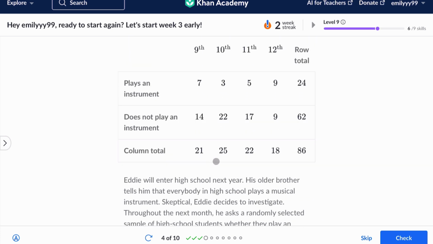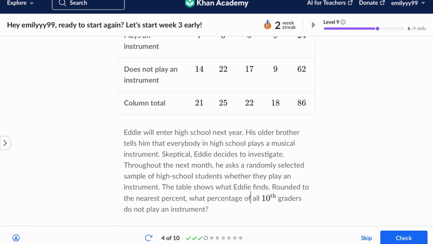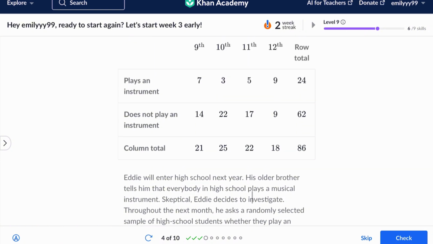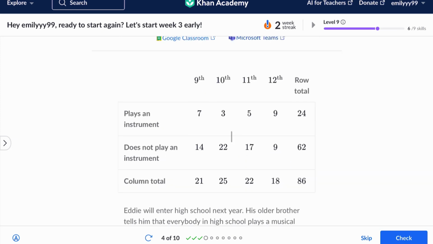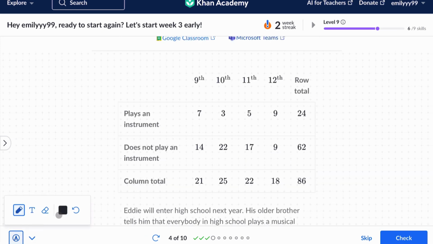So we're looking at 10th graders only. And it says what percentage of all the 10th graders do not play an instrument. So that means that the total that we're looking for is only all the 10th graders. Okay, so let's circle what we're looking at here.